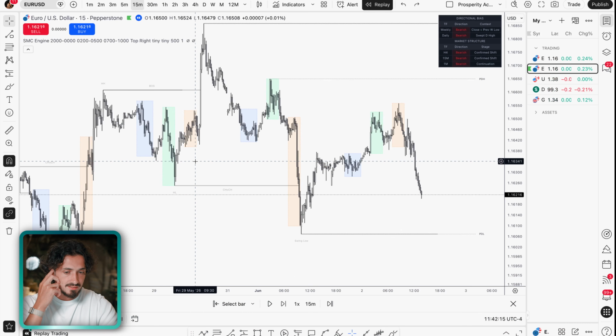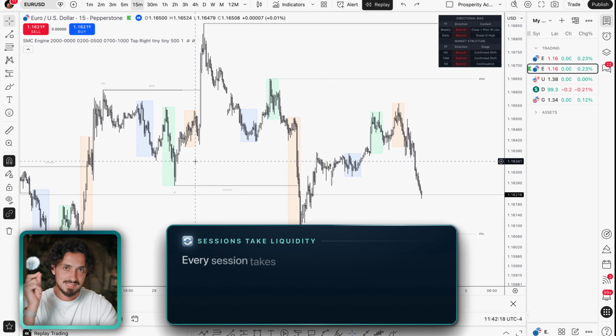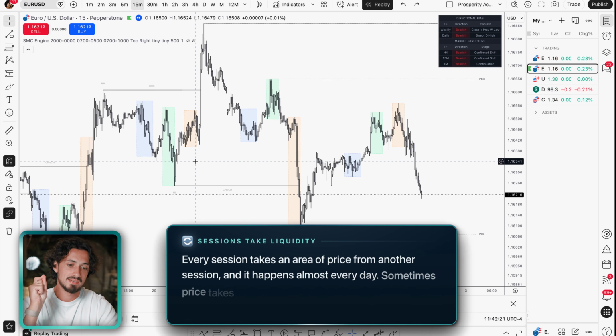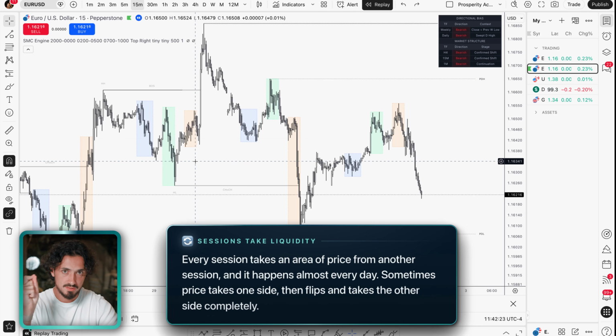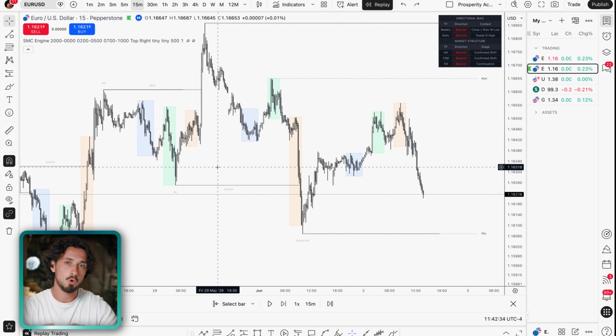So what you'll find is that each session of the day will take an area of price from another session. It happens pretty much every day. And sometimes, what I'll show you right now, is we'll take one side and then flip and take the other side completely. So the two core ones really are Asia and London. New York is less about liquidity and more about the move, the catalyst of price into that area of liquidity.